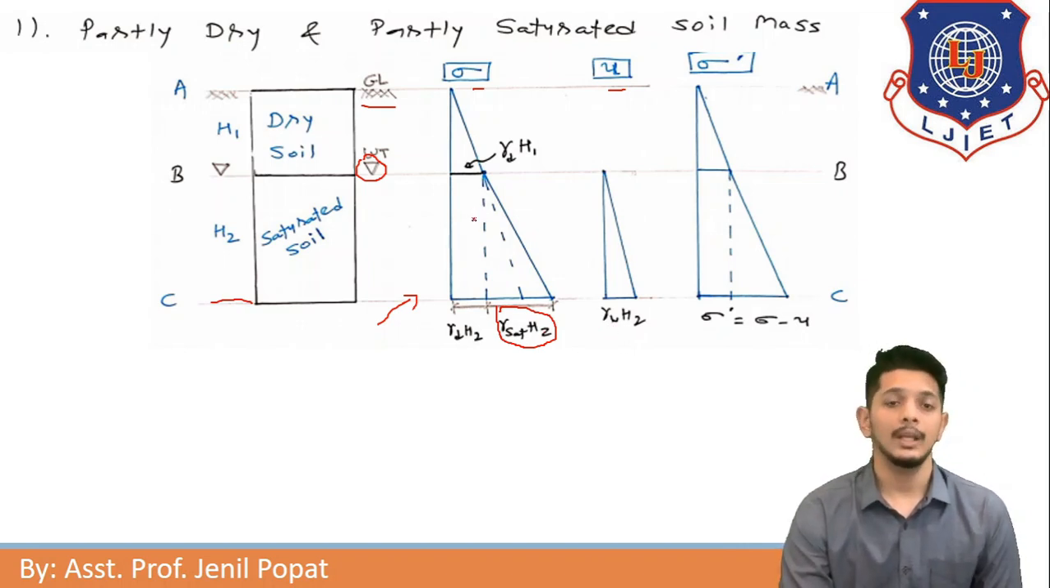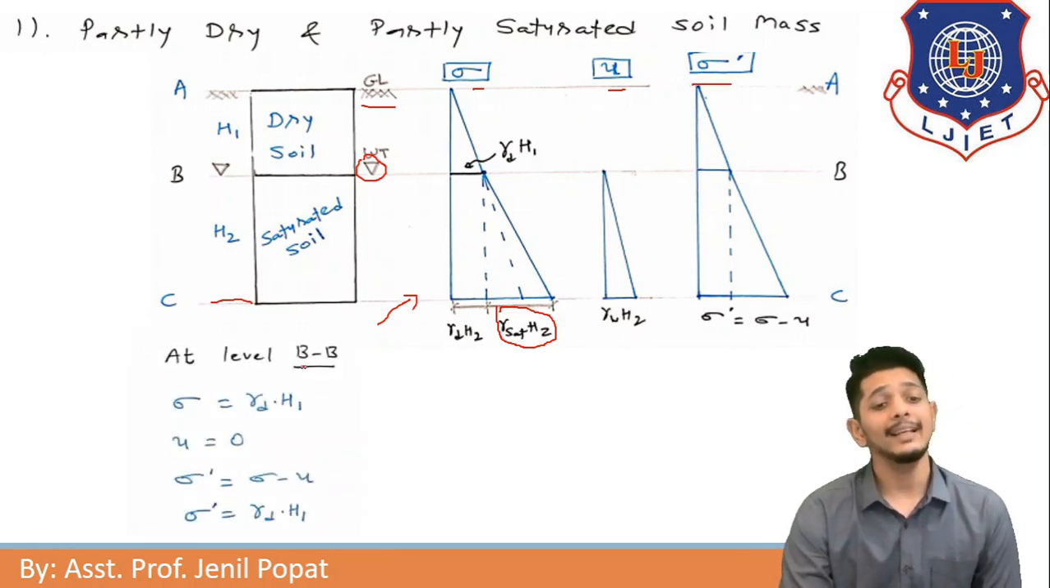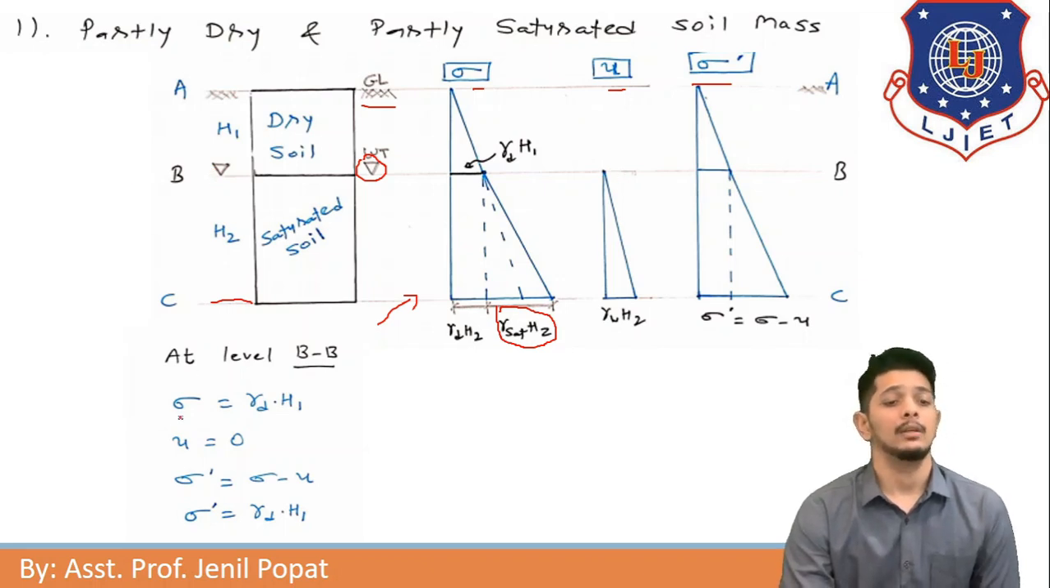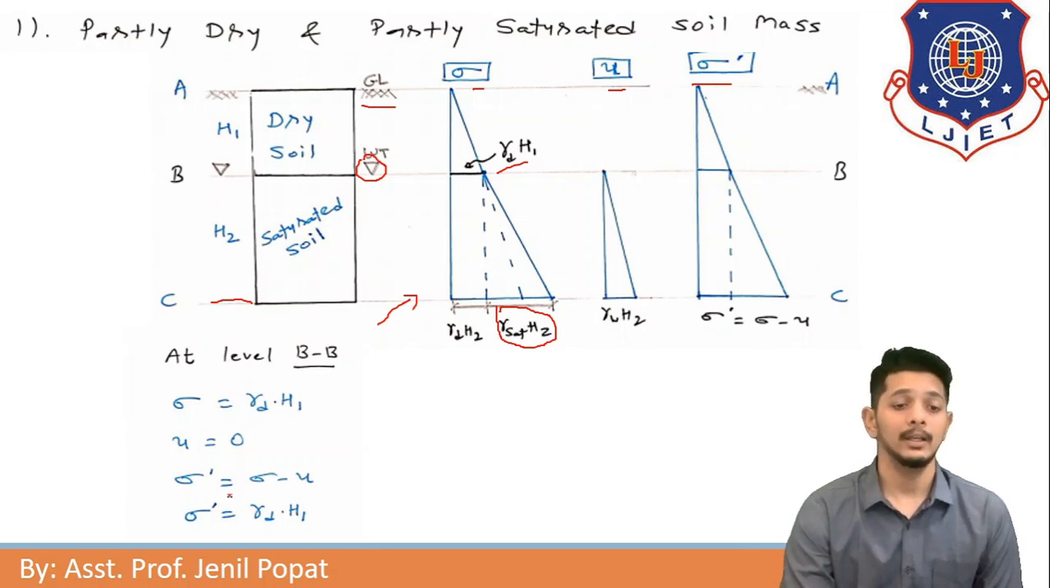Now let us move to calculations to find effective stress at level BB. If we stand at level BB, total stress will be gamma d into H1 as shown in the figure, and u will be 0 there. So effective stress sigma dash will become sigma minus u, where sigma is gamma d into H1 and u is 0. So effective stress will be gamma d into H1 only.